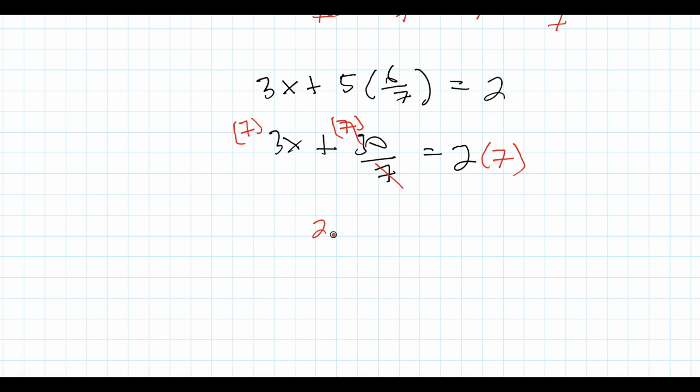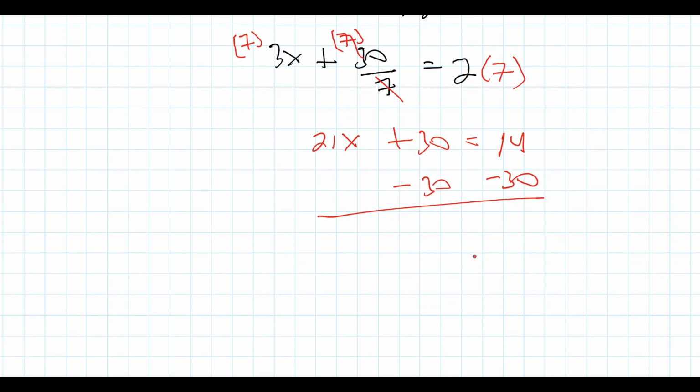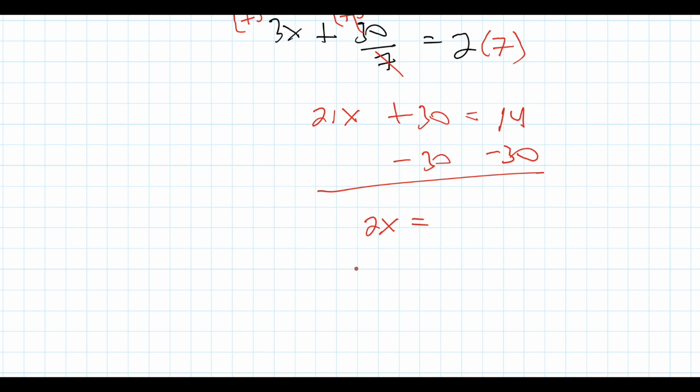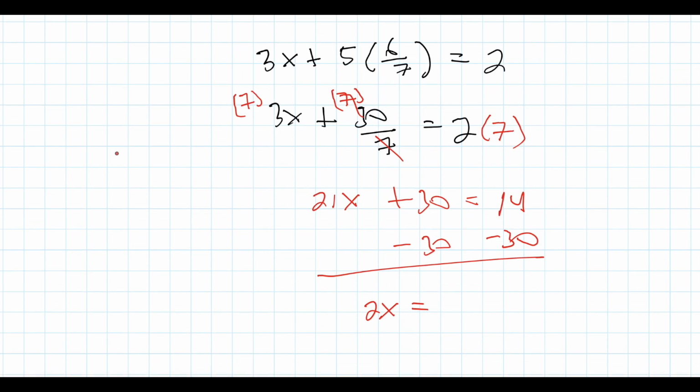Cool. 21x plus 30 equals 14. Good. And then minus 30, minus 30. 21x equals, isn't it? Oh yeah. Got excited. 21x equals negative 16, right? All right, negative 16. Divide by 21. And that's that.